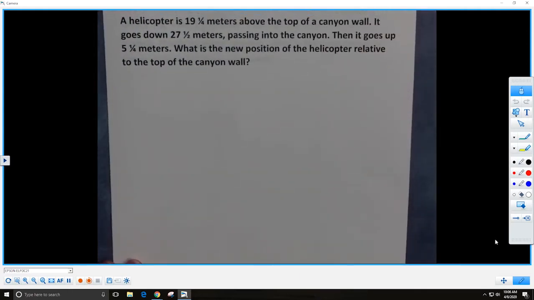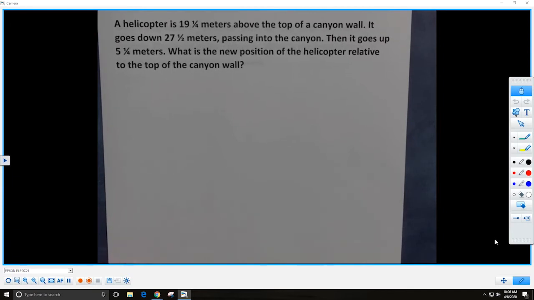A helicopter is 19 1/4 meters above the top of a canyon wall. It goes down 27 1/2 meters, passing into the canyon. Then it goes up 5 1/4 meters. What is the new position of the helicopter relative to the top of the canyon wall?